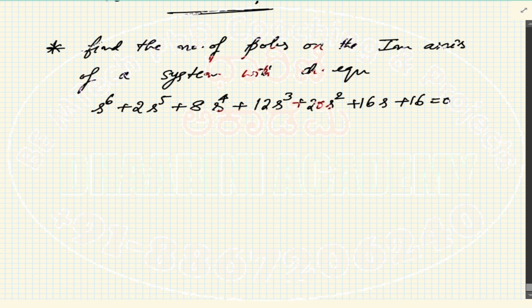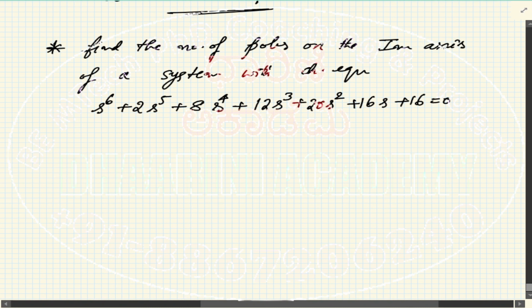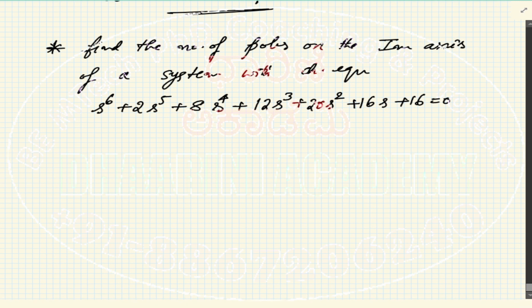Please try to answer this. The question is to find the number of poles on the imaginary axis. Very similar way you can answer. You solve and tell me how many poles you found that are present on the y-axis. Actually, there are 6 poles, out of which how many are on the y-axis is the question.